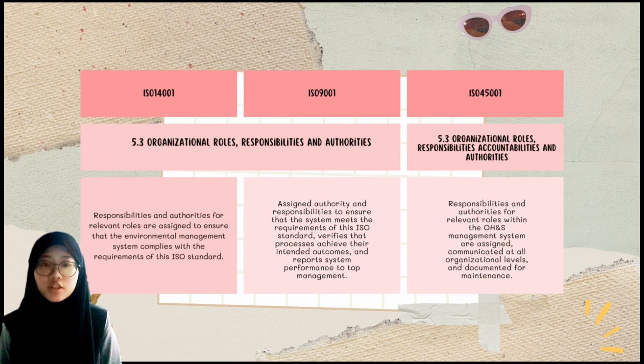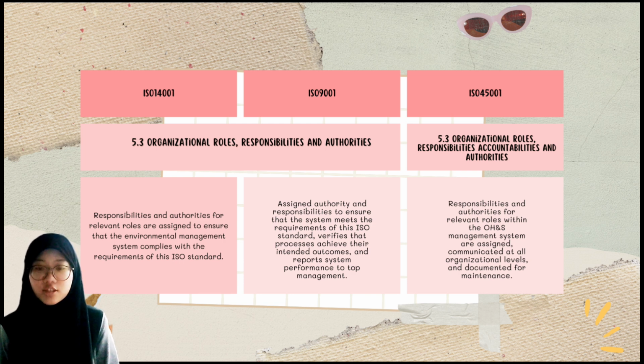ISO 14001 and 9001. Organization roles, responsibility, and authorities. Responsibility and authorities for relevant roles are assigned to ensure that the EMS complies with the requirements of the ISO standard. Then, for 9001, assign authority and responsibility to ensure that the system meets the requirements of the ISO standard, verify that processes achieve the intended outcome, and report system performance to top management.